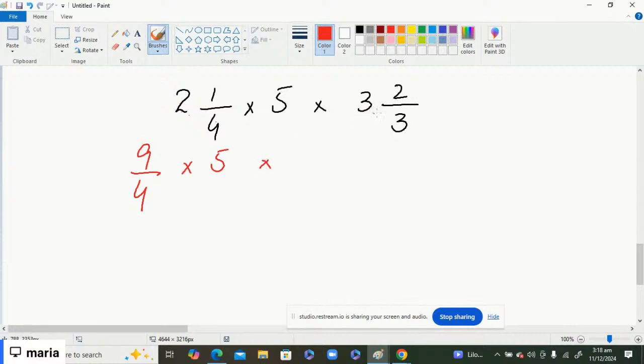What is the answer of this one? Everyone tell me. Solve it. 3 into 2 by 3 and then tell me the answer in the chat. Do it fast, everyone. Everyone tell me how can we solve this one? 3 into 2 by 3. So how can we solve this one? 3 into 2 by 3.